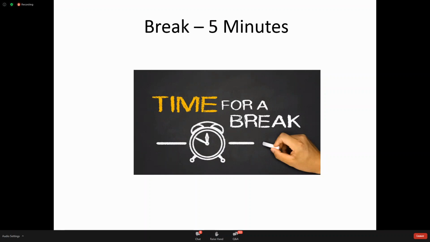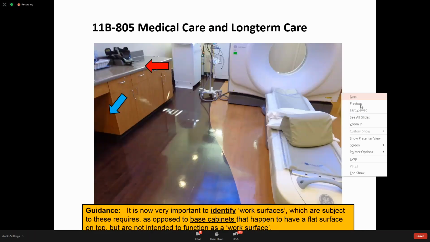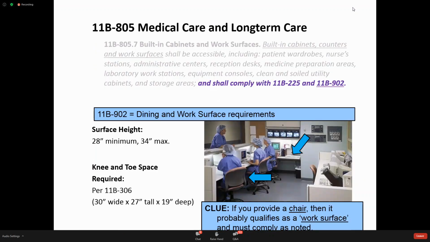So this is, I think, related to the... I'm going to see if I can go a few slides back. The visual is always helpful. There it is. So there's 3 staff on one side of this nurse station counter and 1 standing up on the other side. I believe the question is, the one at the standing side, if you view that as a sales and service counter, then shouldn't that be down at a 34-inch height?